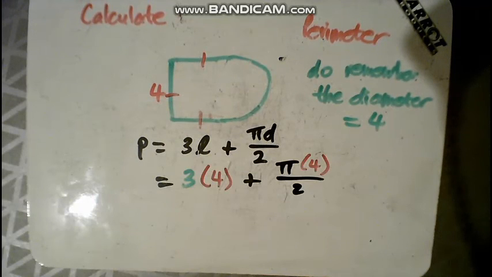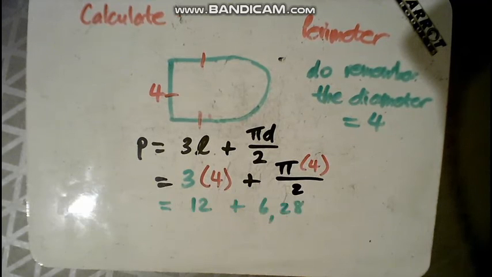Let's substitute and see if you can get the answer. Okay, why did we divide by 2? Because we have pi d is the circumference of a full circle, which is the perimeter, but this is a half a circle, so we divide by 2. Right, add up, final answer 18,28 units.